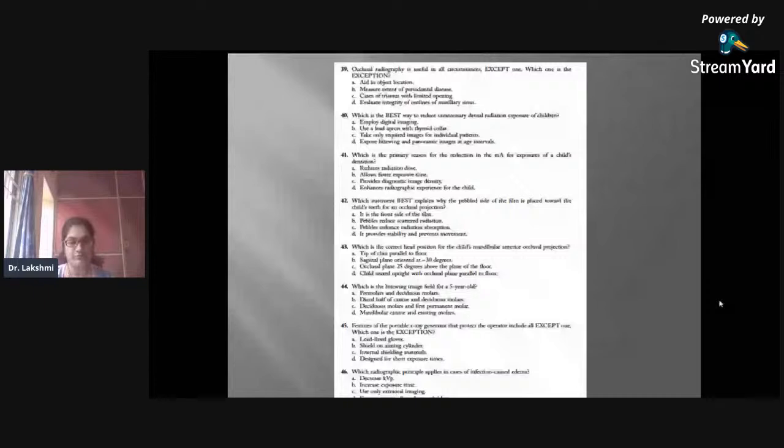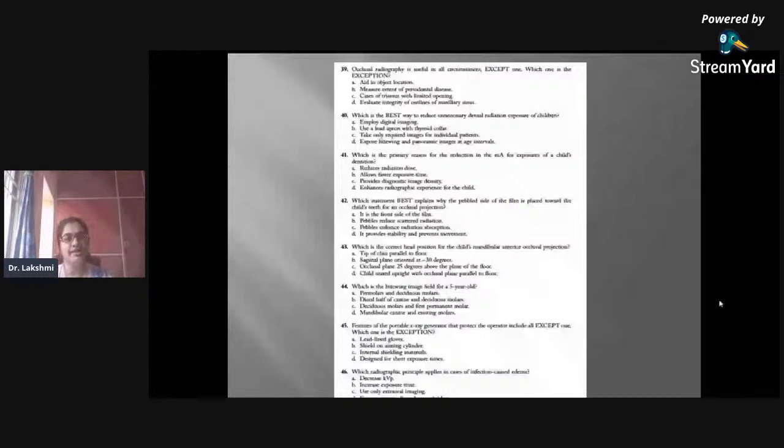Okay, so 44th question, which is the bite-wing image field for a 5-year-old? Okay, that is B, distal half of canine and deciduous molars. And 45th, features of the portable X-ray generator that protect the operator include all except one. That is A, lead-lined gloves. 46th question, which radiographic principle applies in case of infection caused edema? Okay, that is B, increase of the exposure time.